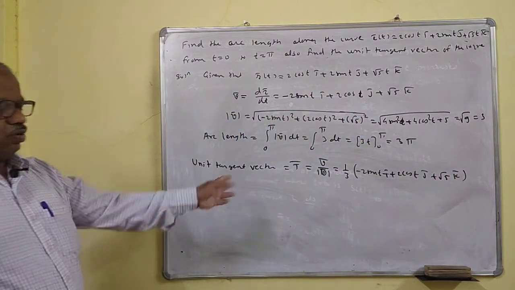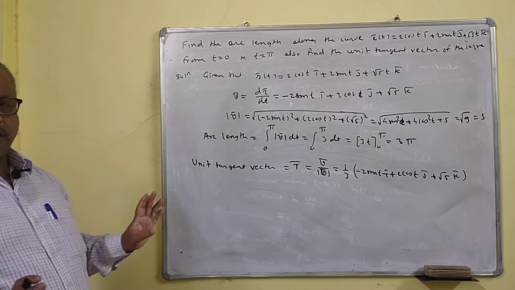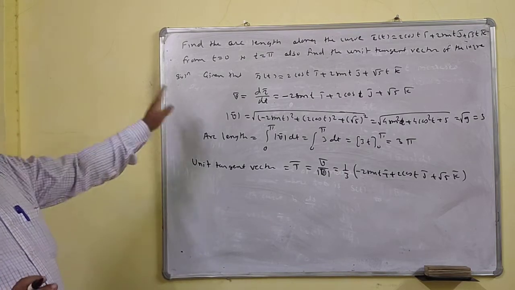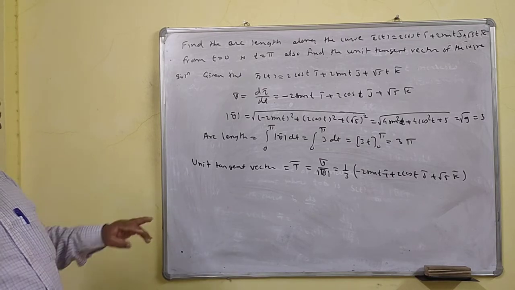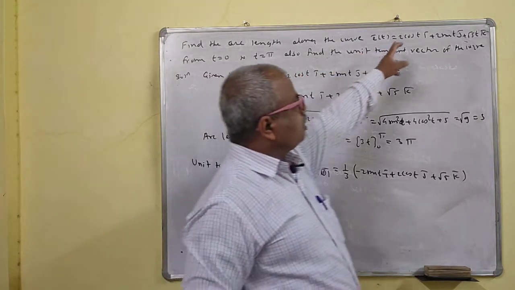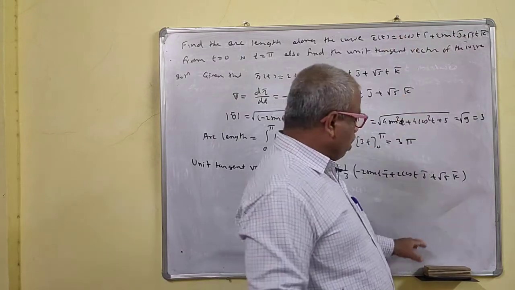Don't simplify this, don't multiply by that 1 by 3, or you may multiply by 1 by 3 and you get this. So this is the solution of the problem. Orally you can do this. See, what is this? The derivative of this one, take the square of that one, so easily you can find this.